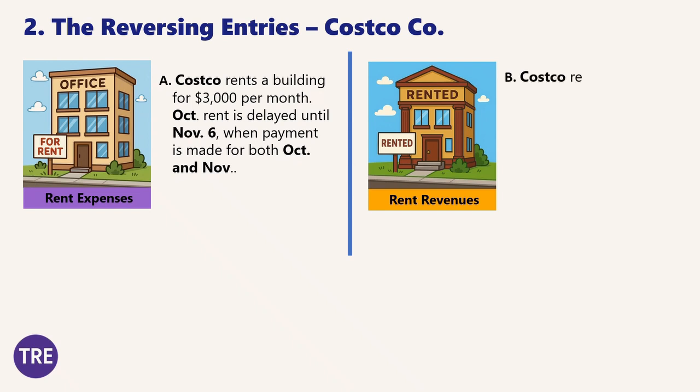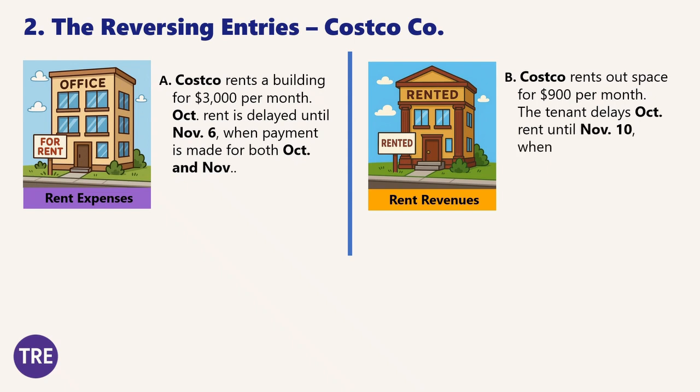In Case B, Costco is the landlord. It rents out space it owns for $900 a month. The tenant delays October's rent until November 10, when payment covers both October and November. This is an example of rent revenue that also requires an October adjustment.